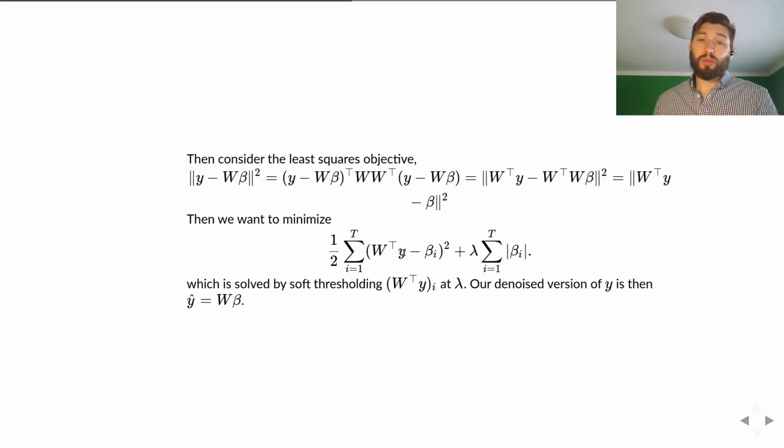We have w transpose y minus beta without a design matrix. The design matrix is identity. And this is our new program. So this is solved by soft thresholding, but we're going to soft threshold this w transpose y, the ith element of this, at lambda. So we just need to apply soft thresholding, but we also need a way to construct this w matrix. And now our denoised version of y is this y hat, which is equal to w beta. I guess we should write beta hat if beta hat is the minimizer of this.